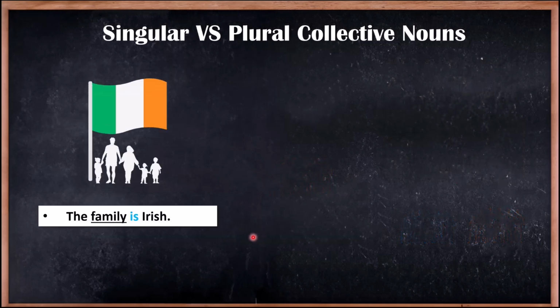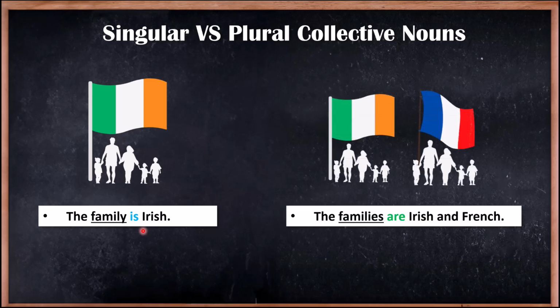Let's look at another example of a plural collective noun. This is a difficult one for many people. The family is Irish. We're talking about one family. The family is Irish. We use the singular form of the verb to be. Now, if we're talking about multiple families, the families are Irish and French, because we're talking about two families, the Irish family and the French family.